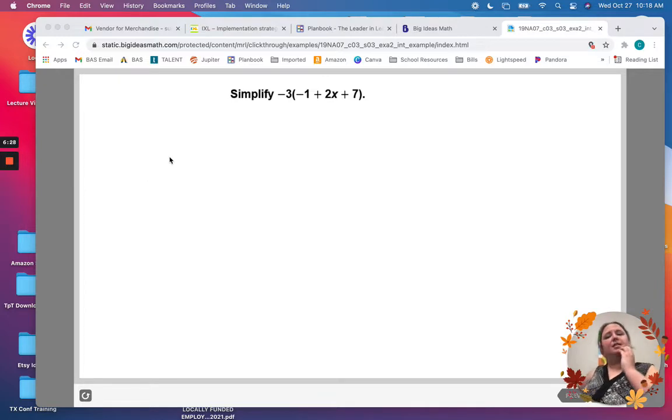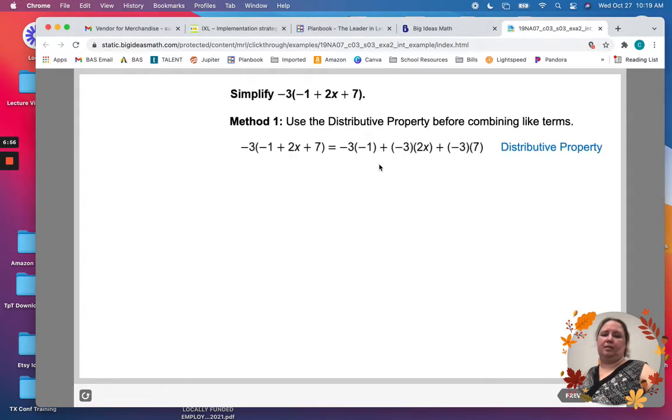All right, so we're going to simplify this. When you're simplifying, you distribute. However, the first thing you should look at is, can I simplify what's in the parentheses? Are there any like terms in here, 7th grade? Yes. What's the like term? Negative 1 and 7. Very good. So what is negative 1 and 7 combined? 6.